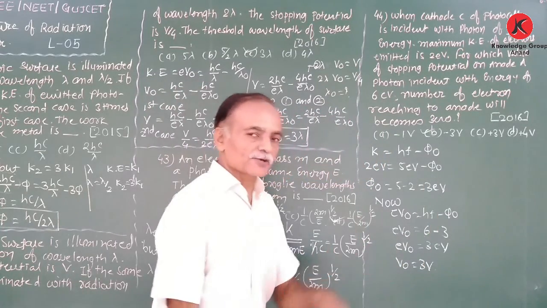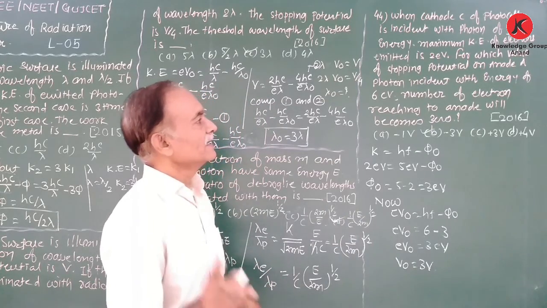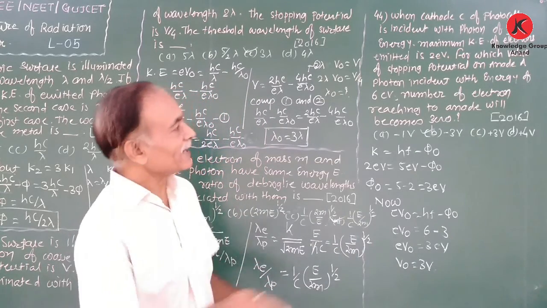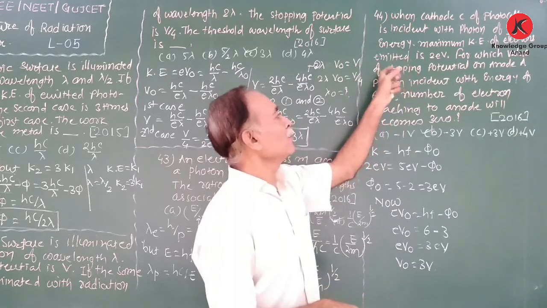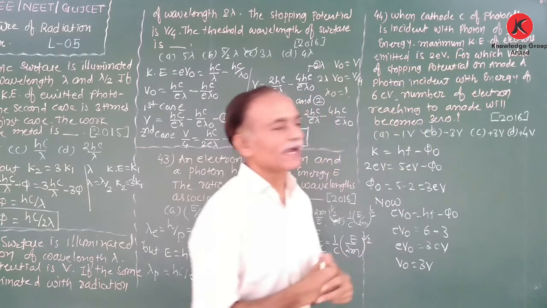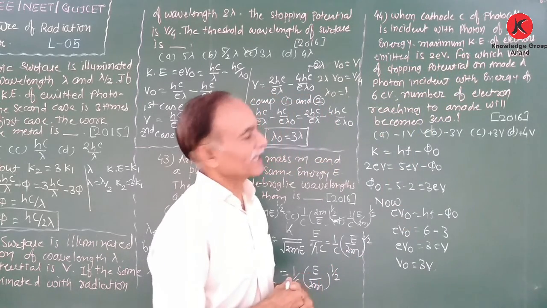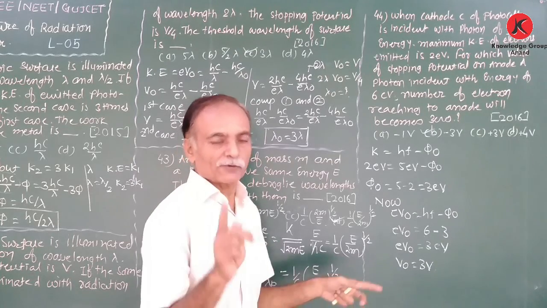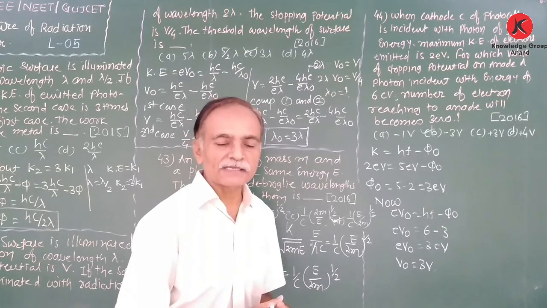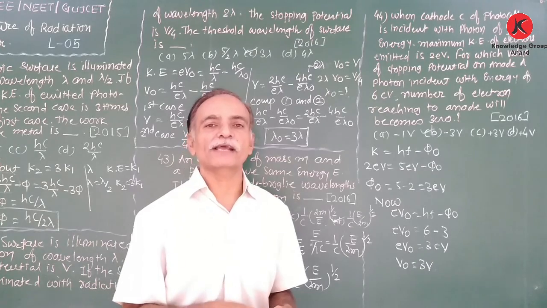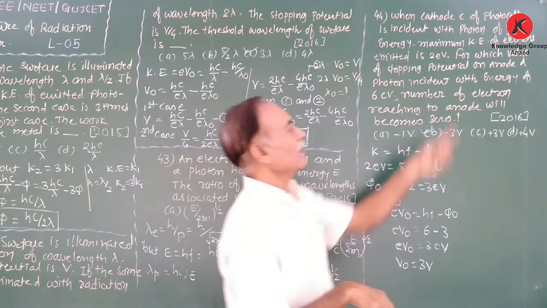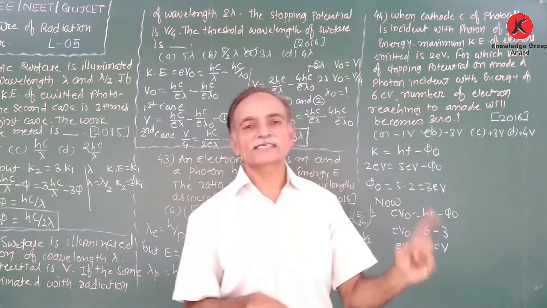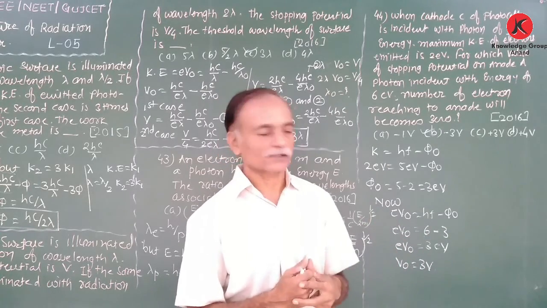That is the value of stopping potential. But now listen, read the question carefully. We have to find out which value of stopping potential on anode with respect to cathode. Not the stopping potential itself. That means the potential difference between the anode and cathode. We have to find out what should be the value of potential on anode with respect to cathode.